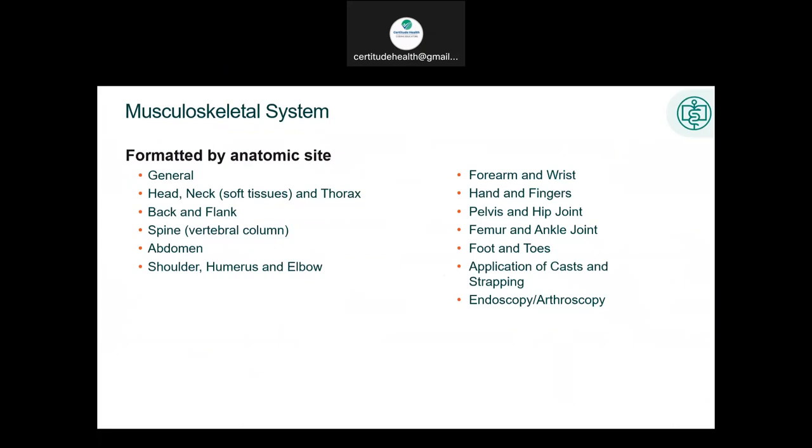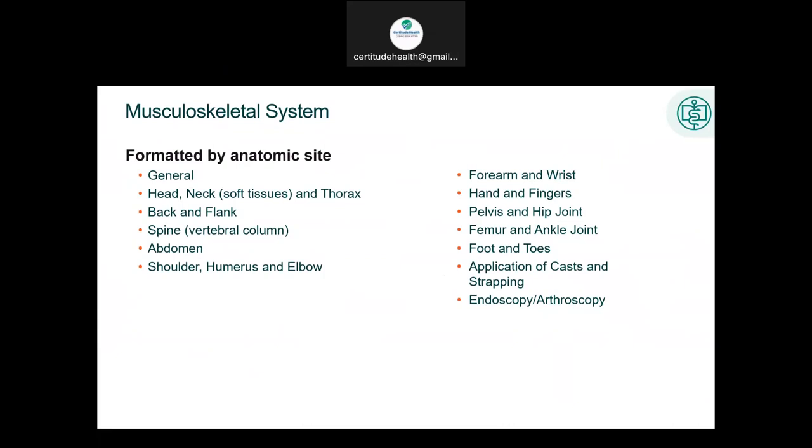Codes for the back are on page 156. So this could be helpful to you. Obviously, you're always going to start with the index first, but if you just need to go to a particular section of codes, you can use this as well. So again, you can see it's formatted by site.